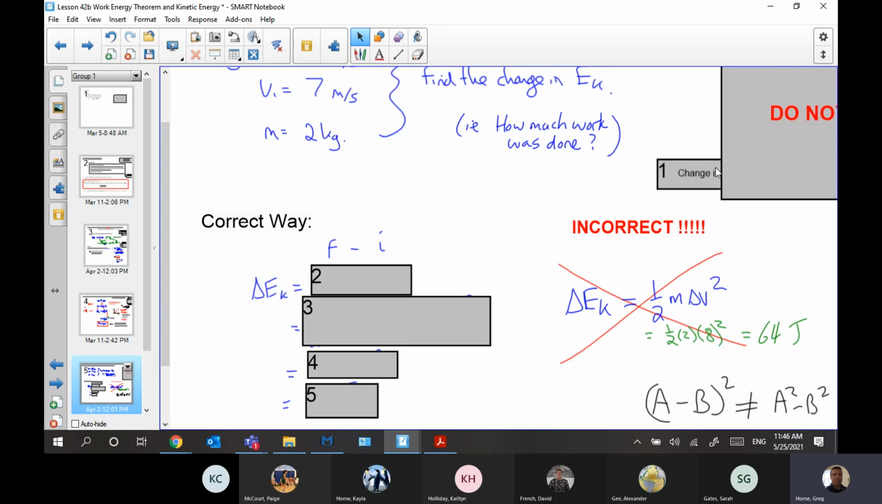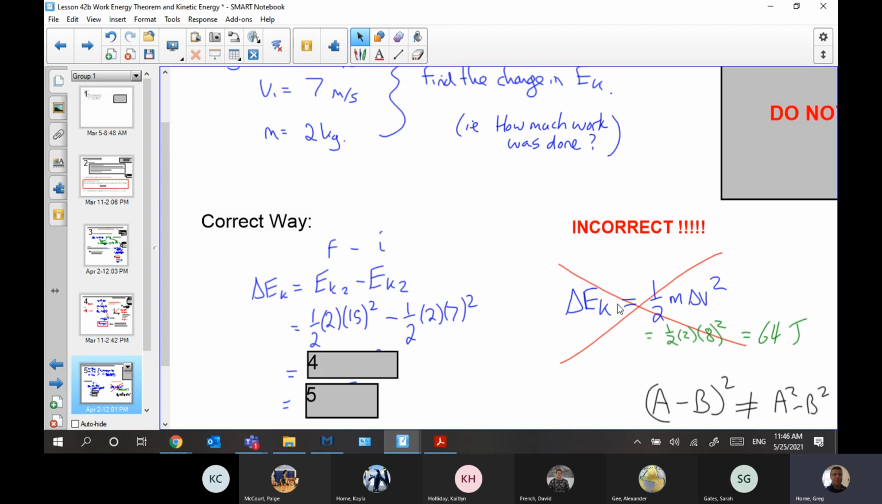The correct way is to look at the change being the final minus the initial. And so you have to do the A squared take away the B squared in their own right. Like this, A take away B squared, is not the same. You have to do the final minus the initial. Okay, so we have to do the 1/2 mv squared for the final minus the 1/2 mv squared for the initial, and you get your correct change in energy of 176 joules.